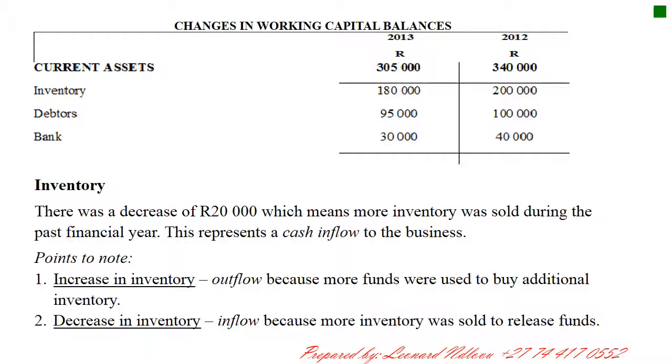We'll start with inventory. There was a decrease of 20,000 from 200,000 to 180,000, which means more inventory was sold during the past financial year. This represents a cash inflow to the business. We have some points to note here. An increase in inventory represents an outflow because more funds were used to buy additional inventory. A decrease in inventory represents an inflow because more inventory was sold to release funds to the business.